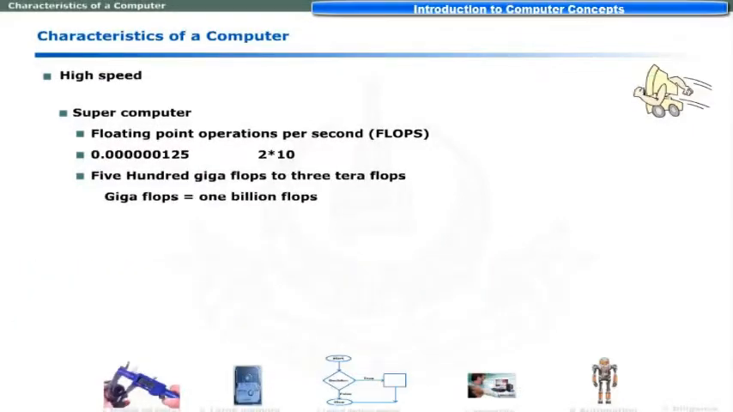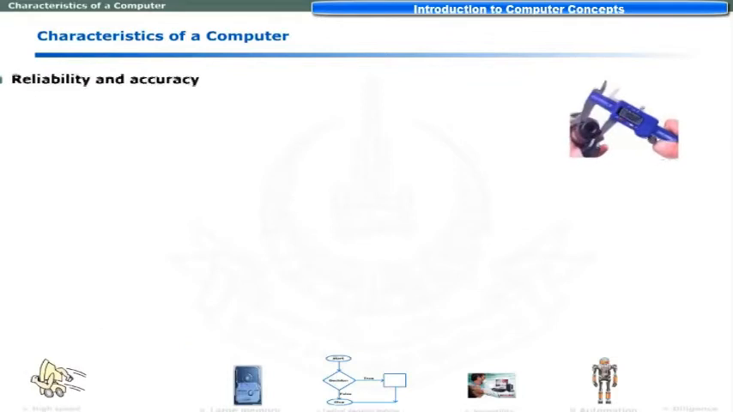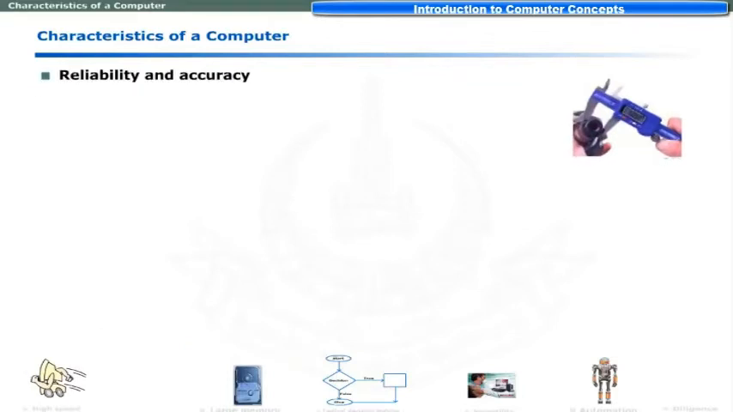A gigaflop is 1 billion flops and a teraflop is equal to 1 trillion flops. Second and the most important feature of computer is reliability and accuracy.